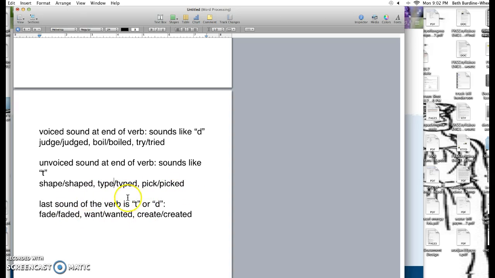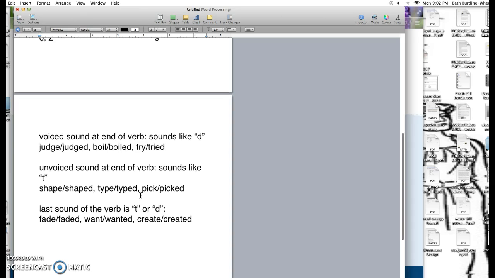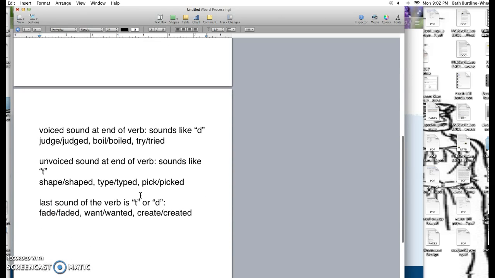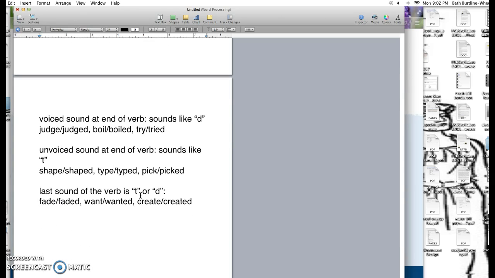So there's one last group of verbs that's not represented in the voiced and unvoiced chart that I showed you before. If your verb ends with a T or a D, then you're also going to pronounce the ED as the D sound. It would be almost impossible for our mouths to make two T sounds at the end of the verb when they end with a D or a T. So we want to use the D sound.